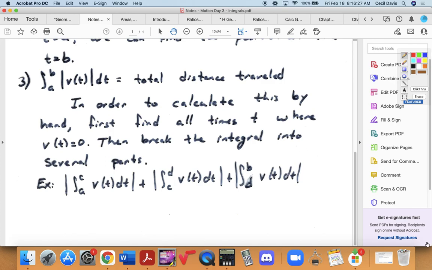And that's it. That's integrals with motion. So you can go and get started on your assignment.